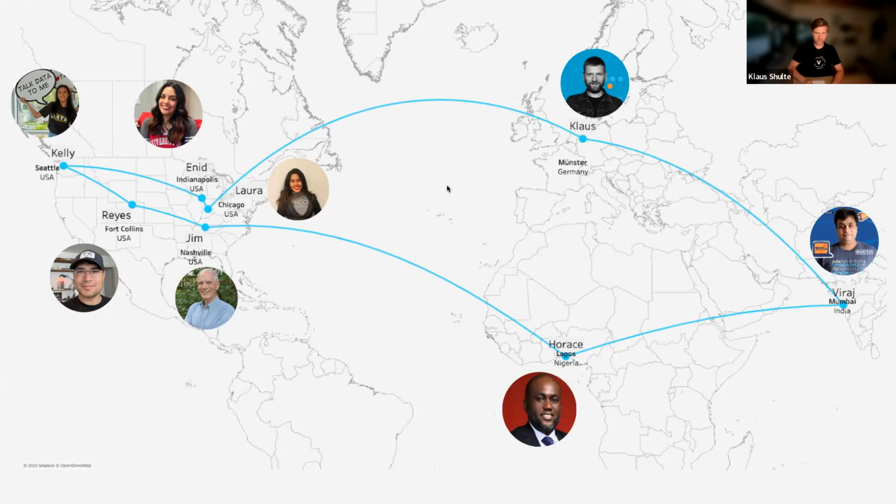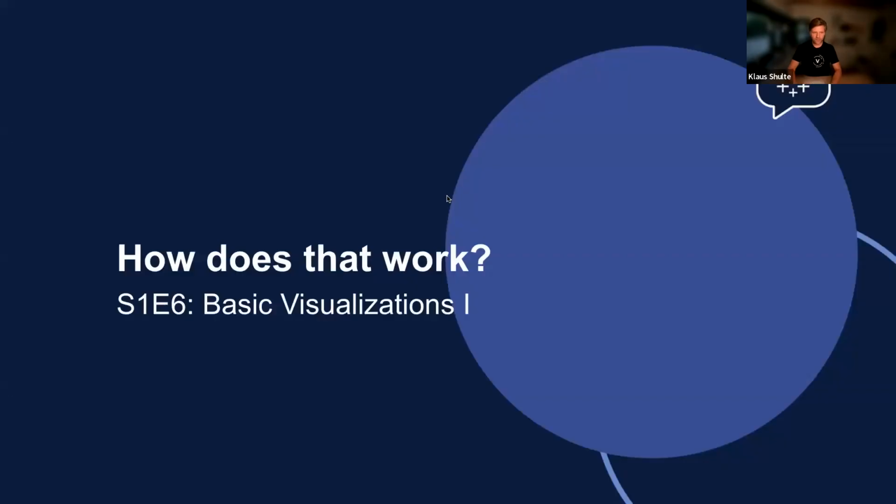Okay, so how does that work? This is the 6th episode of the first season. We've looked already at different topics. We've shared very basic topics like connecting to data, what dimensions and measures are, and what the order of operations is. We talked about calculations, and about table calculations specifically.